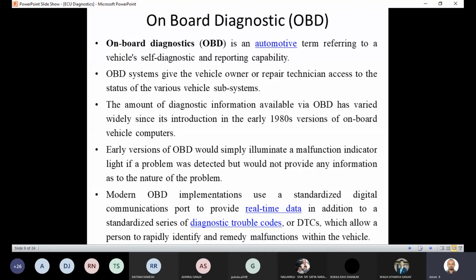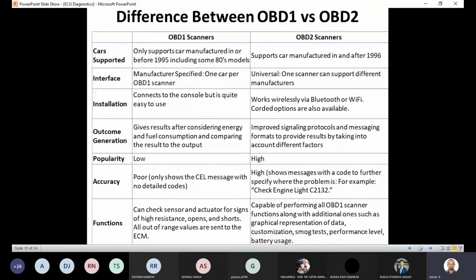So nowadays, by using what I call a separate diagnostic tool or diagnostic scanner, you can communicate through the OBD, that is the onboard diagnostic, and thereby retrieve the trouble code, that is a DTC, which allows a person to rapidly identify and remedy what kind of malfunction is within the vehicle. So this is the difference between OBD1 and OBD2.